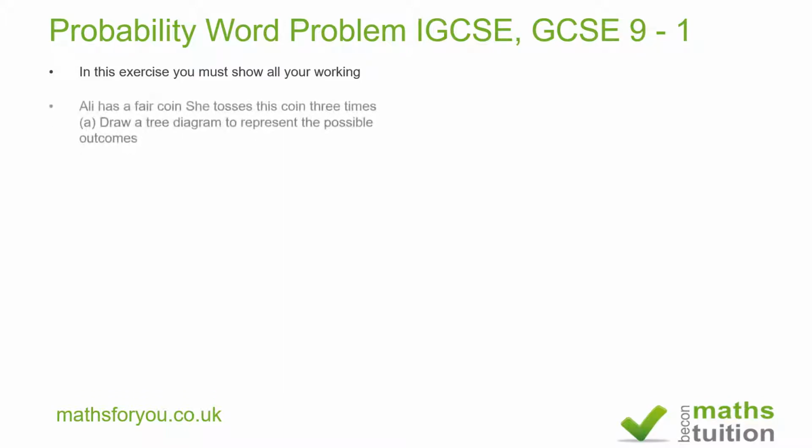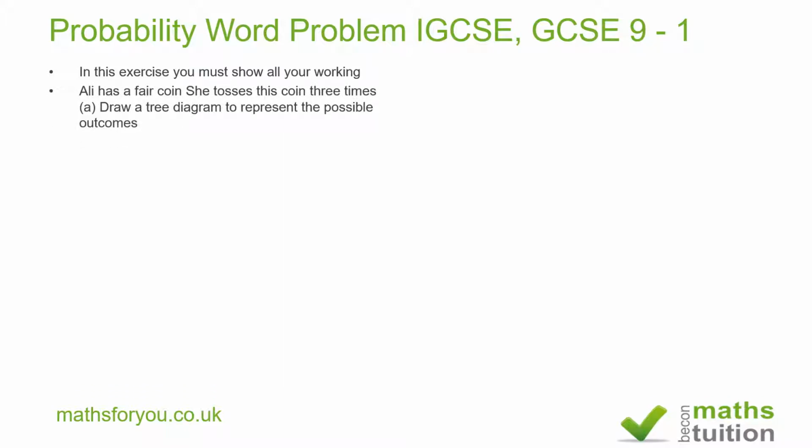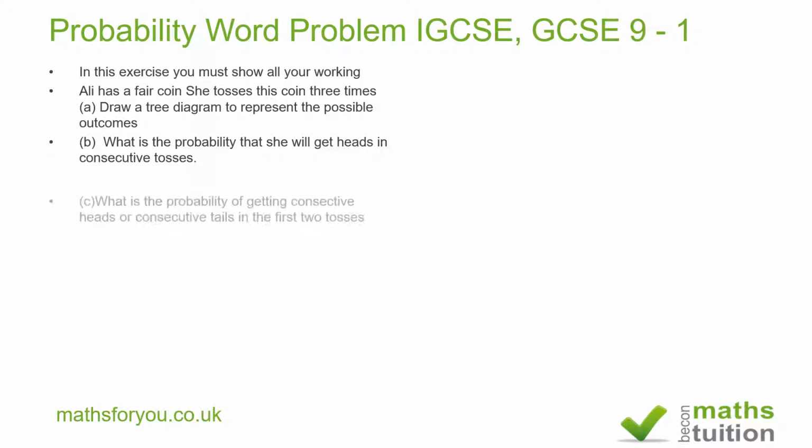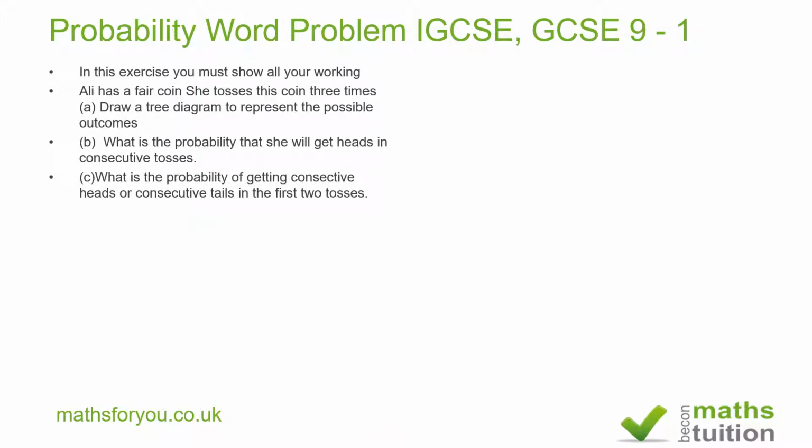Ali has a fair coin, which means the coin is unbiased. Now she tosses this coin 3 times. Part A: draw a tree diagram to represent the possible outcomes. B says, what is the probability that she will get heads in consecutive tosses? And thirdly, which is similar to the second one, what is the probability of getting consecutive heads or consecutive tails in the first 2 tosses?